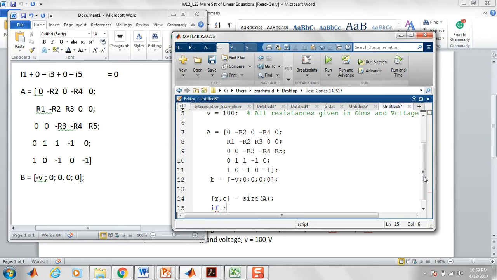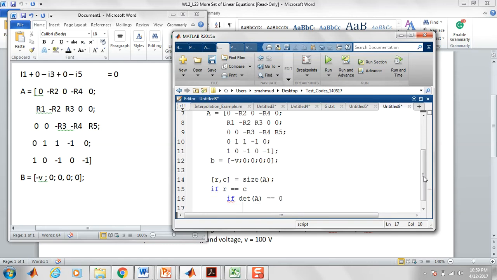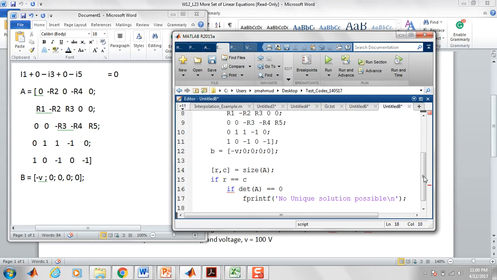Now we're going to say for a unique solution, of course, you have to have rows and columns the same. So if R equals C, that means rows and columns are the same, which means the number of equations is exactly the same as the number of unknowns. Now you want to check if the determinant of A equals 0. That means we know right away there is no unique solution possible. So you want to say printf, no unique solution possible, maybe next line.